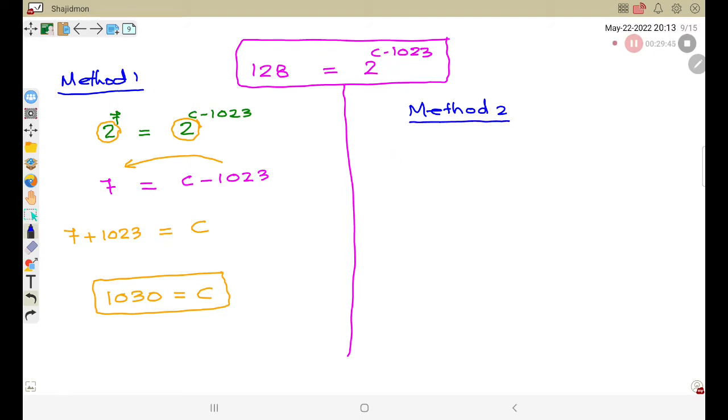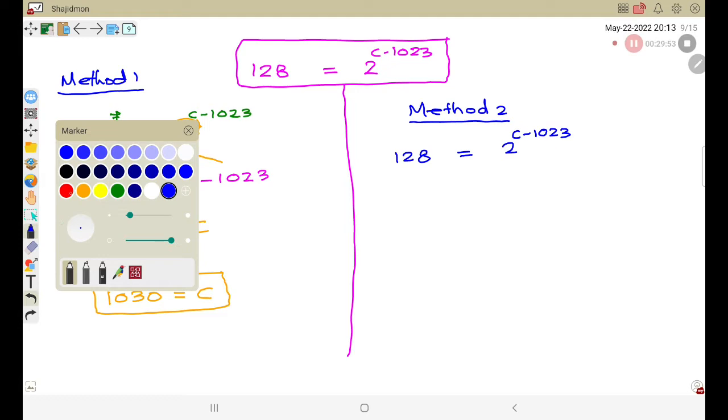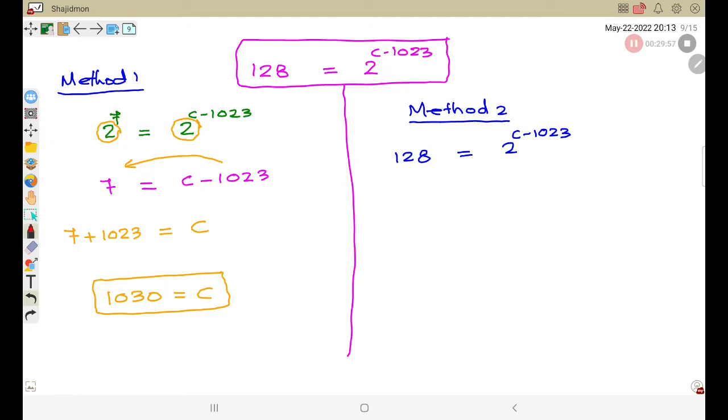Just the last step where we stopped: 128 equals 2 power c minus 1023, correct? Now, sometimes we cannot write the number correctly as 2 power something, like 2 power 7 for 128. So that time, just take ln on both sides. ln of 128 equals ln of 2 power c minus 1023.